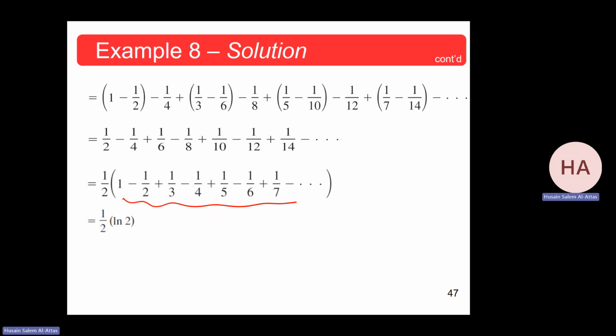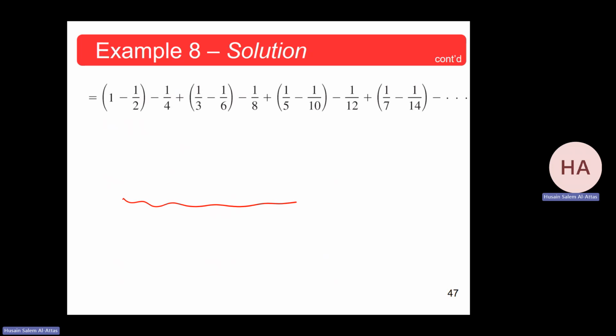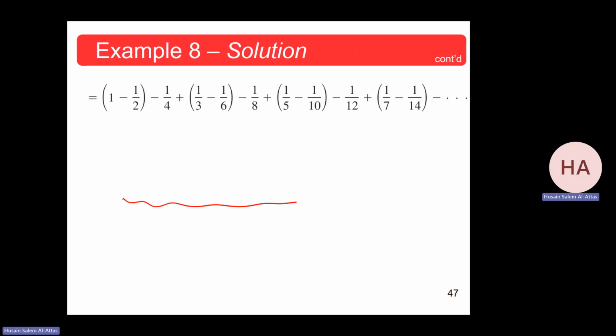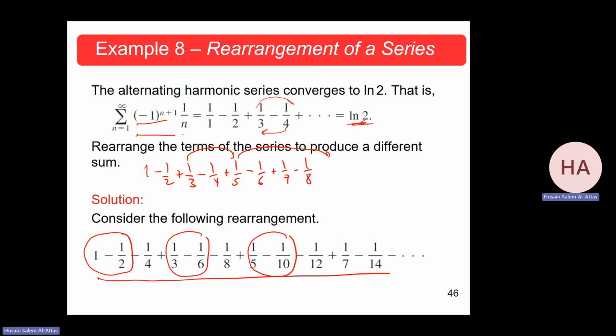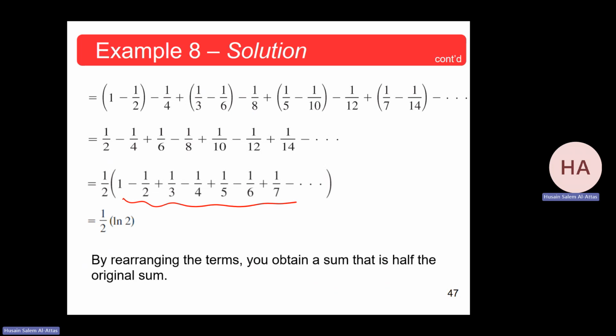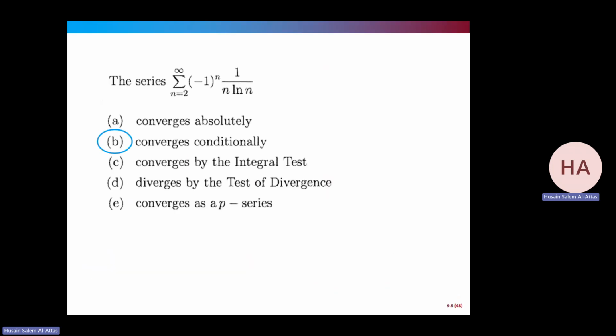So it's half times ln 2. So I do the arrangement in a way where I'm getting a different sum. Don't forget, this series is alternating, so it converges conditionally. So by doing this trick, I can obtain a sum that is half the original sum.